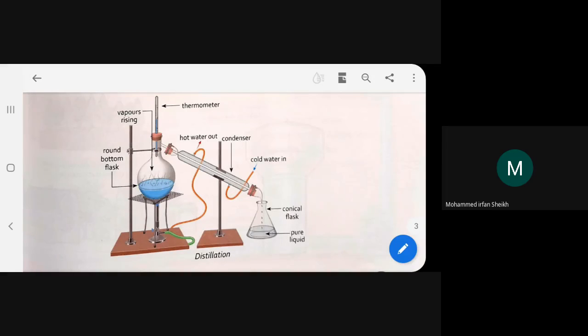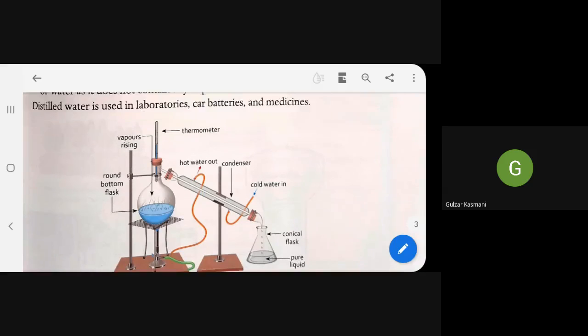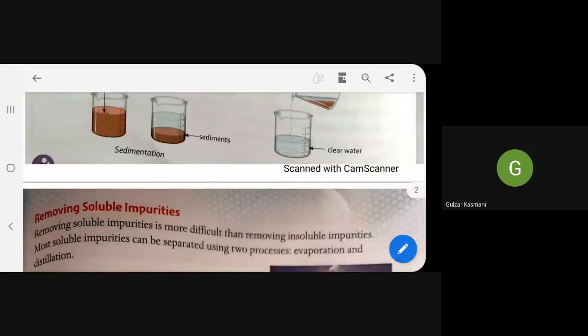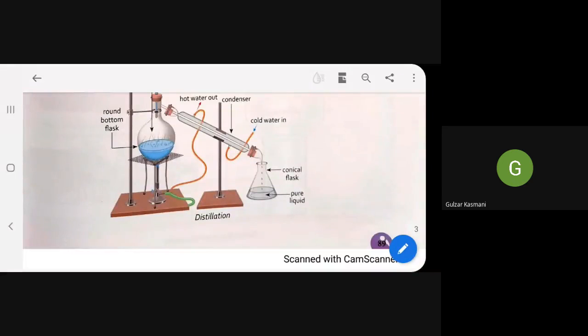Which kind of impurities? Soluble or insoluble? Soluble impurities can be separated. Yes, ma'am. Okay, because salt-like impurity is known as soluble impurity, so it can be easily separated through this kind of method. So today we learned two methods. One is evaporation, another one is distillation.